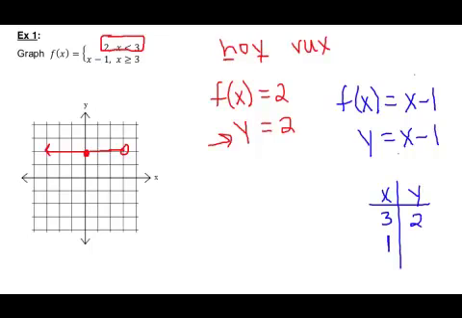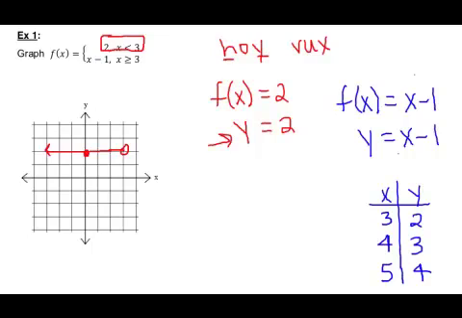If we look at x is equal to 4, 4 minus 1 is 3. And we'll do one more since it's going to take us off our graph. If we plug in 5, 5 minus 1 is 4. And then all we have to do is plot these points, and that will show us where that part of the graph is. So (3, 2), we're going to go over 3 and up 2.